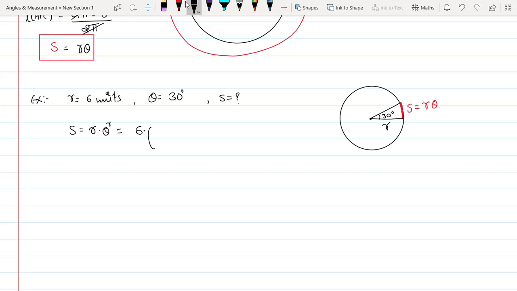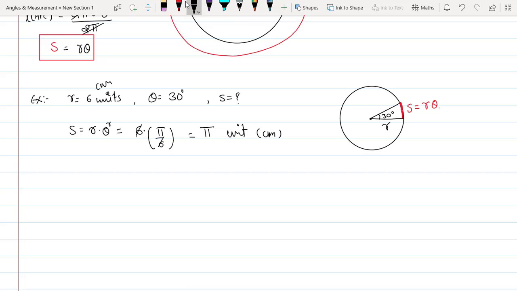So how much is the radian? Pi by 6. So 6 gets cancelled. So this is nothing but pi units. If this 6 is in centimeters, then the arc length will be in centimeters.